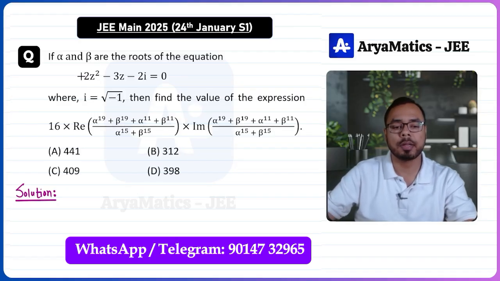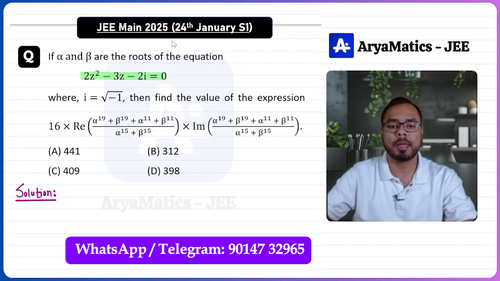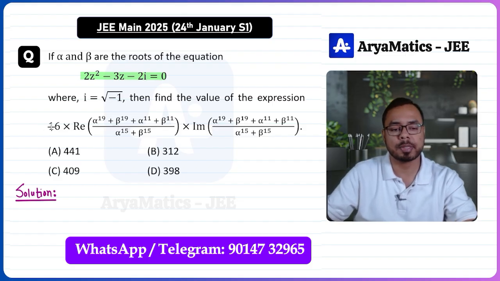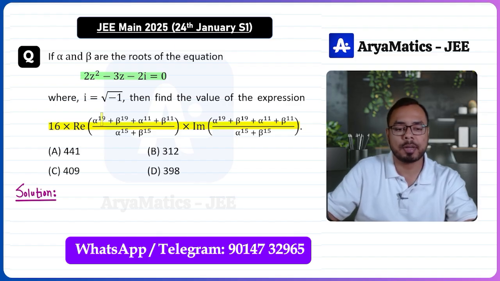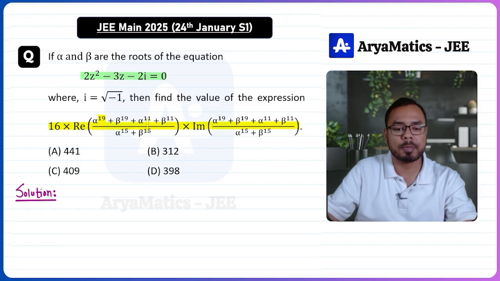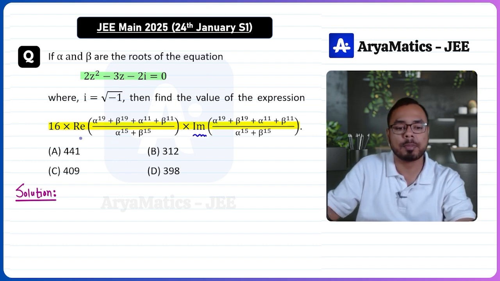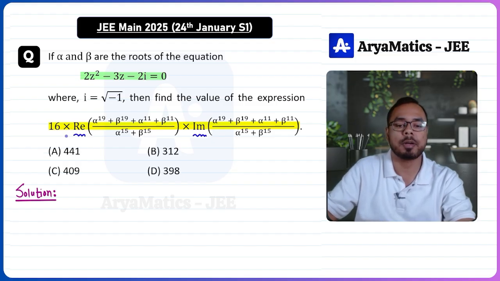If alpha and beta are the roots of this quadratic equation in z, where iota is root over -1, then we need to find the value of this expression: 16 into the real part of this complex number, alpha raised to 19 plus beta raised to 19 plus alpha raised to 11 plus beta raised to 11, divided by alpha raised to 15 plus beta raised to 15. The second term is also the same, but here we need the imaginary part of that complex number. Here we need the real part.